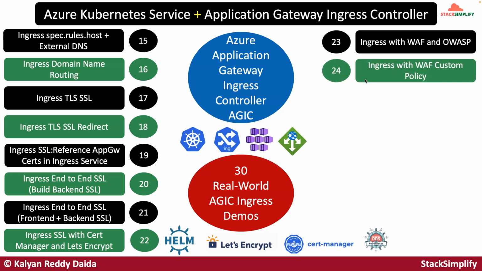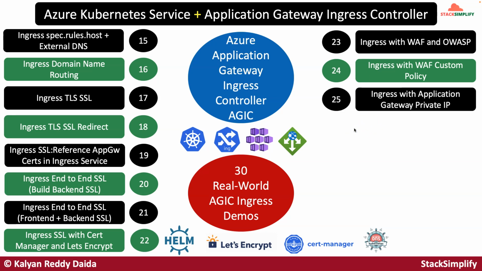And after that, we will implement two demos for web application firewall. So how we are going to use Ingress with web application firewall on Azure, we are going to do that. And we are going to have two demos. One is with WAF custom policy and other is with default OWASP policies of WAF. So once WAF is completed, we'll focus on implementing Azure Application Gateway Private IP.